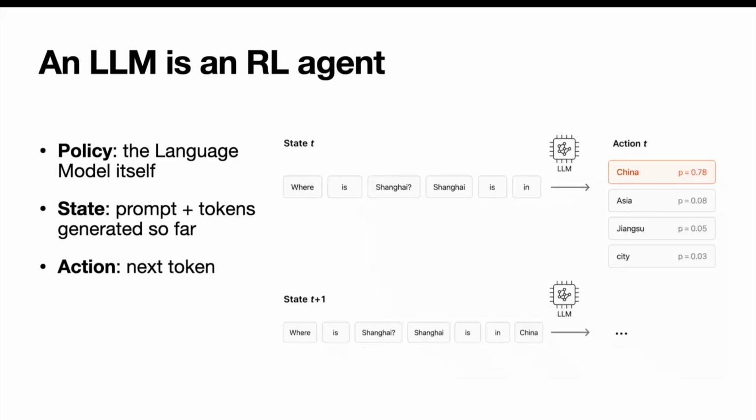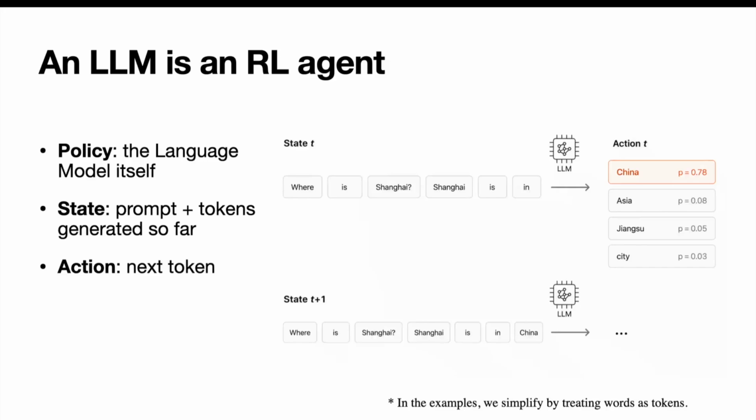For example, suppose the prompt is "Where is Shanghai?" and the model has already generated "Shanghai is in." At this point, the state is the full context: "Where is Shanghai? Shanghai is in." And the next action could be "China." After the model chooses that action, the state changes. Now the generated prefix includes "China," and the model uses this new context to choose the next token.